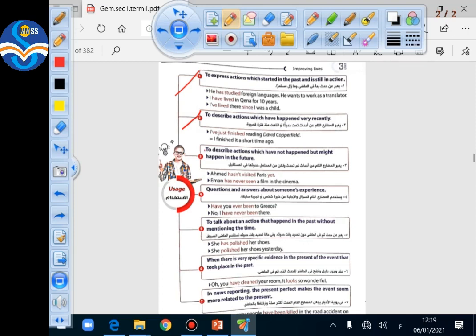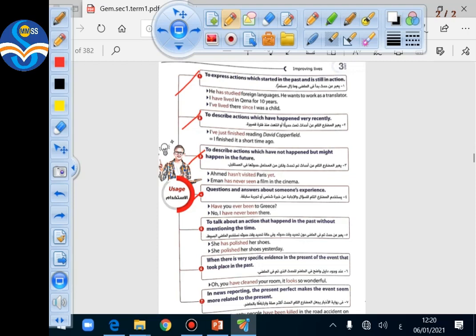Third usage, I use the present perfect to describe actions which have not happened but might happen in the future. For example, Ahmad hasn't visited Paris yet. What does that mean? That means that he didn't visit it, but he might visit it in the future. So when there are some actions that didn't happen, but might happen in the future, I use the present perfect.